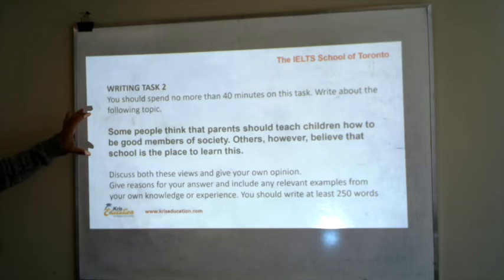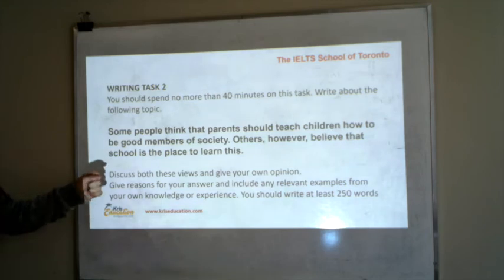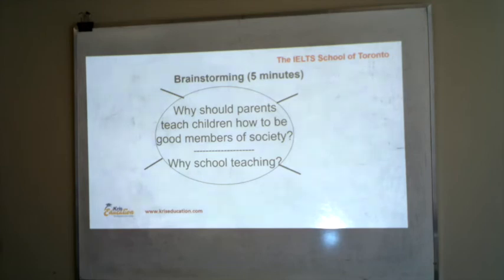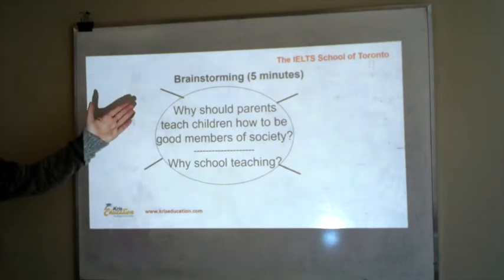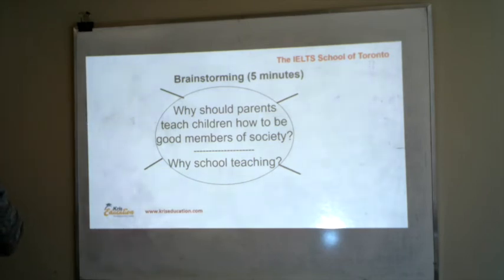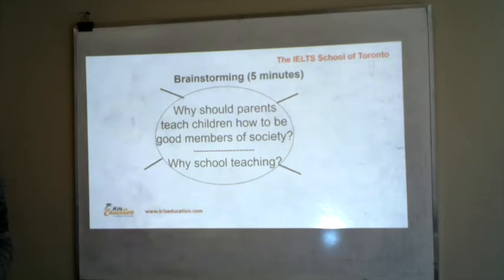So after reading the essay carefully, we need to turn the first statement into a question, and we need to do the same thing with the second statement. And in this case, the essay questions are: should parents teach children how to be good members of society? Or, well, not should, but why should parents? Because you need to come up with arguments. You need to come up with "because" sentences. And the other question: why should schools teach children how to be good members of society?